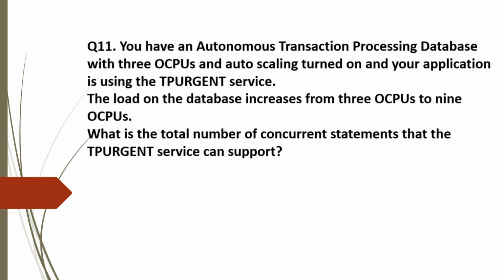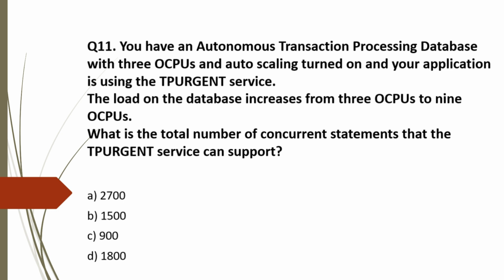Question 11. You have an Autonomous Transaction Processing database with 3 OCPUs and auto scaling turned on, and your application is using the TP Urgent service. The load on the database increases from 3 OCPUs to 9 OCPUs. What is the total number of concurrent statements that the TP Urgent service can support? And the options are A, 2700, B, 1500, C, 900, and D, 1800.